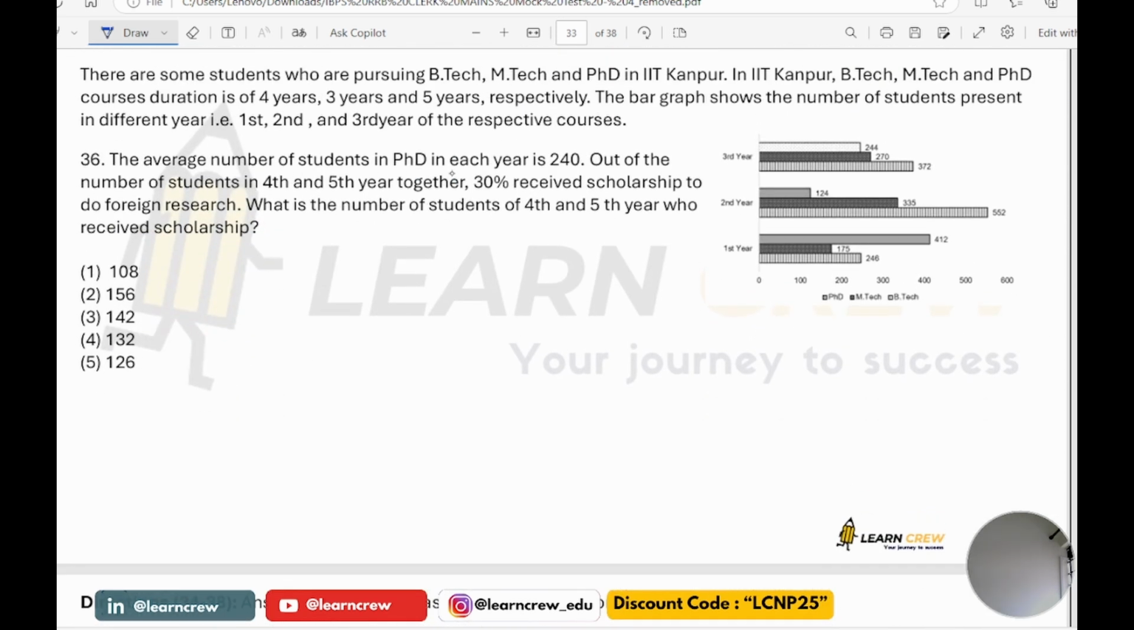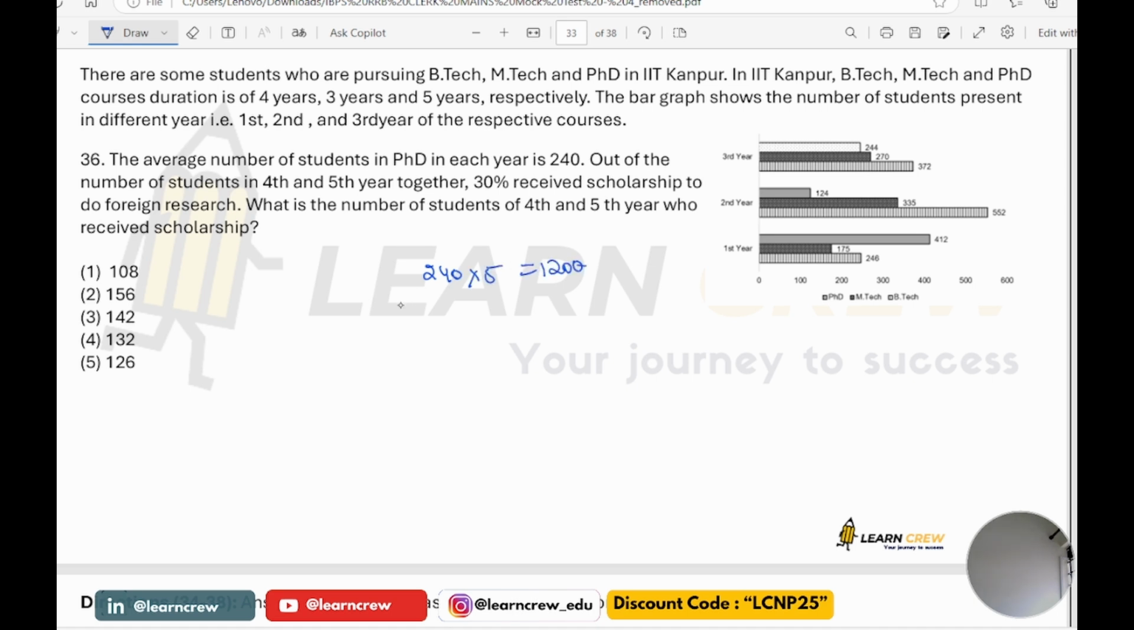Average number of students in PhD in each year is 240. Out of the number of students in fourth and fifth year together, 30% received scholarship to do foreign research. What is number of students of fourth and fifth year who received scholarship? Total number of students here in PhD is 240 into 5, 1200.